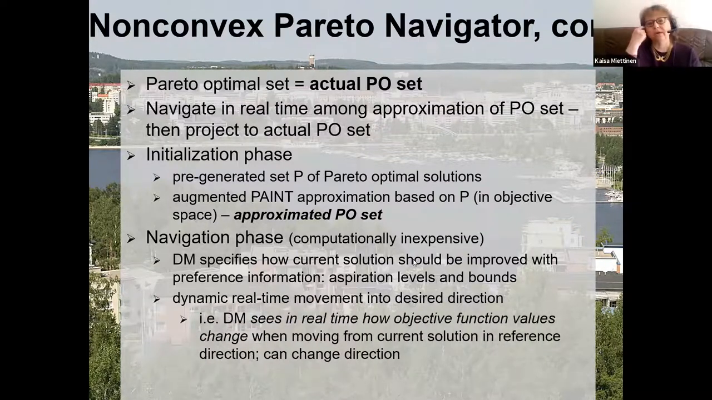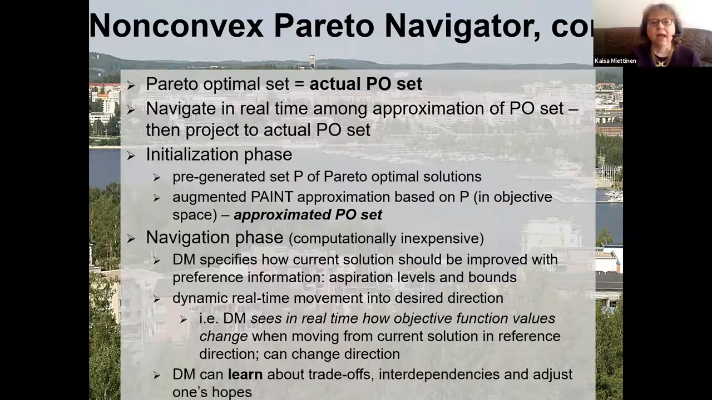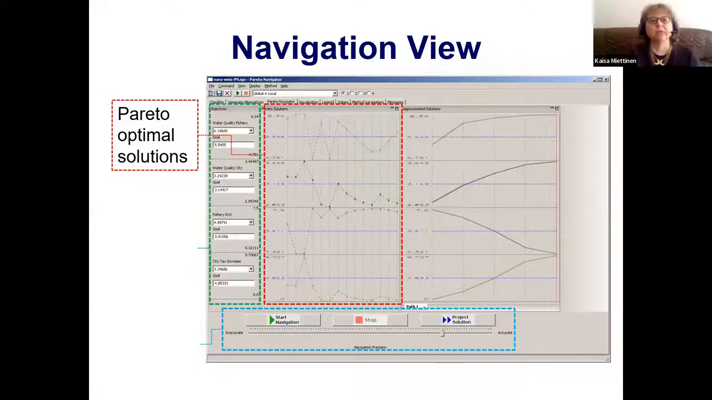And then with a real-time dynamic movement, the decision maker sees how objective function values evolve when moving from the current solution towards the preferences that were desired. And at the same time, the decision maker learns about the trade-offs, interdependencies, and one can adjust the preferences to one's liking. This might sound a little bit abstract, but here is a concrete user interface.